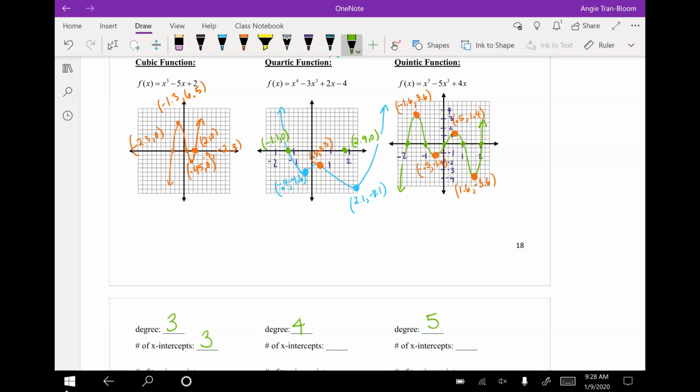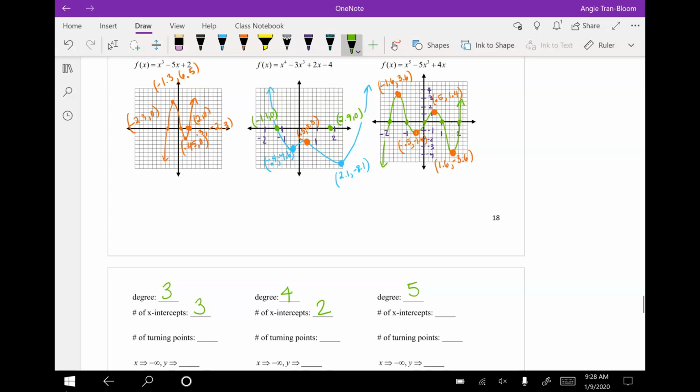On the quartic, how many x-intercepts? Just 2. Can you guys see that? One's right here and one's over here. Okay. So we have 2. Can you see that it doesn't have to be the same as the degree? It's up to 4. That doesn't mean that I have to have 4 all the time. How about the 5th degree function? How many zeros do we see? 5. So this one happens to be the maximum x-intercept.